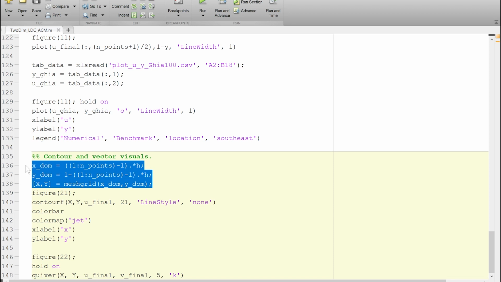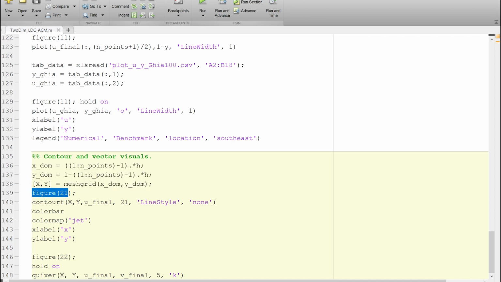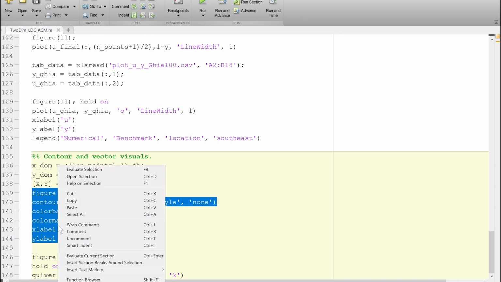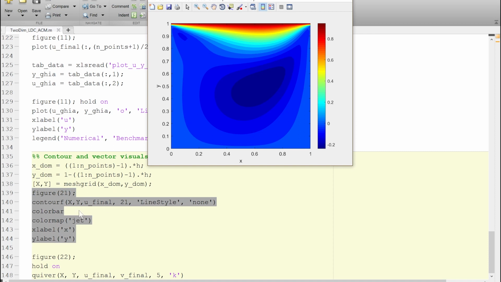After doing that, I'll run these 3 lines of code using right click and evaluate selection. Then I'll open a figure, and on the figure I would plot the contour. And in the contour, I need these X and Y grid points, and I can plot any kind of variable onto that whose size is similar to that. So X and Y are in this case 51 by 51, and U final is also 51 by 51. And I'll use 21 color levels in that contour. And after that, we can select the entire thing and run the command.